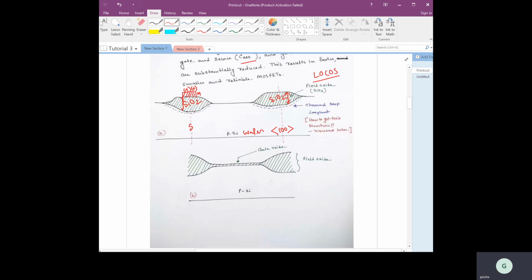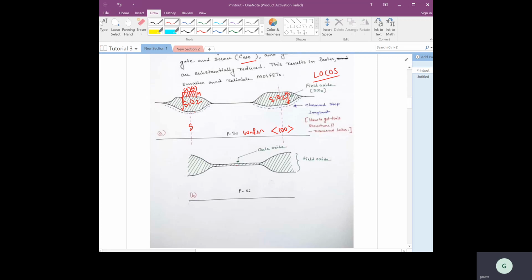Okay, so once you have this structure, then what do we do? We do thermal oxidation. Remember that to form this gate oxide, we always use thermal oxide, because I think you already know that thermal oxidation can be of two types: one is the wet oxidation and the other one is the dry oxidation. But wet oxidation gives you much better oxide quality as well as much better oxide interface.